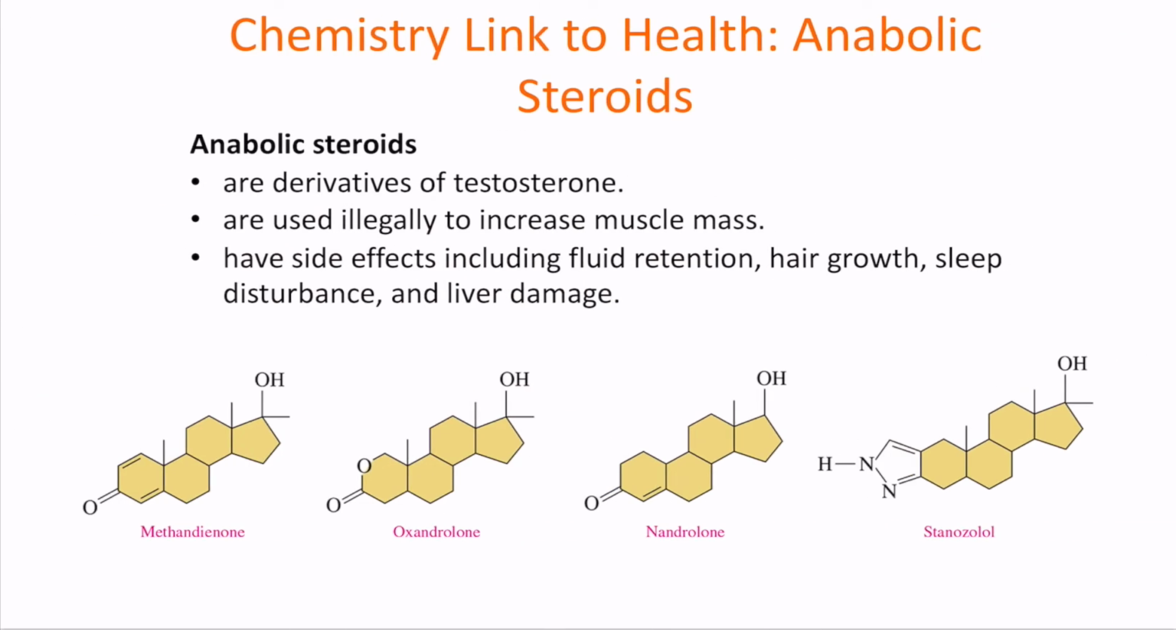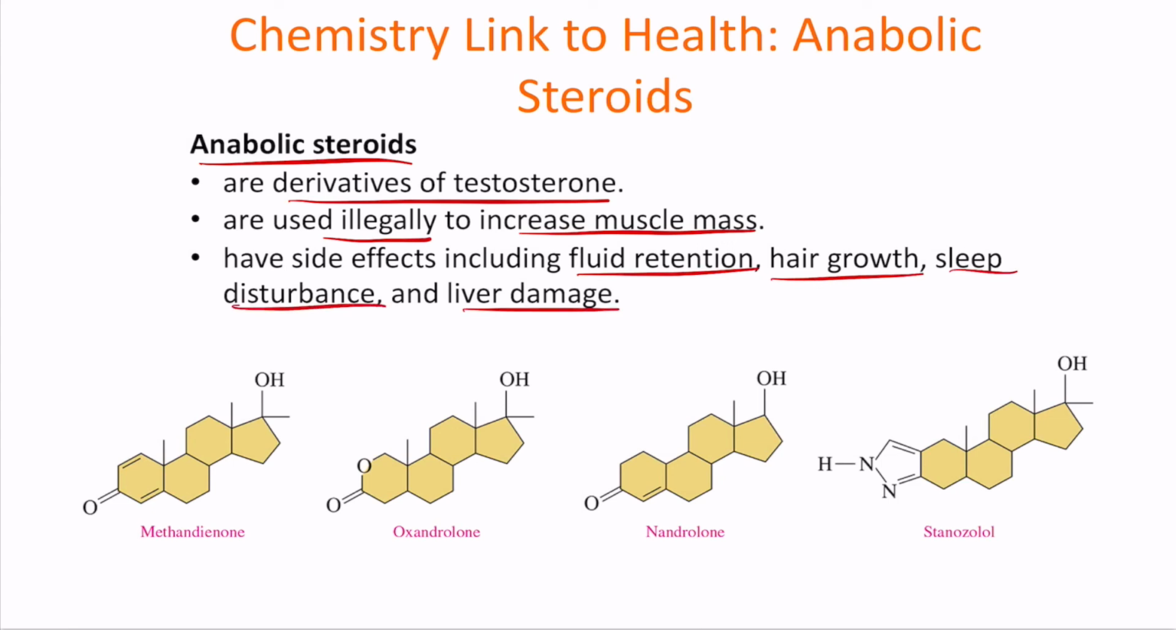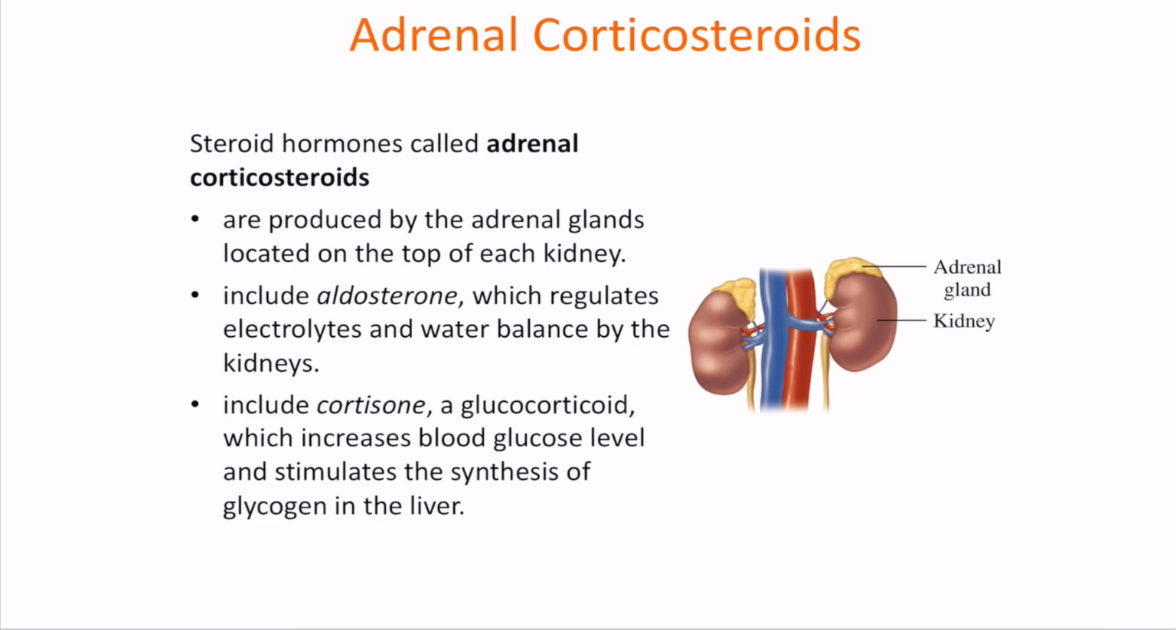Next, let's talk about anabolic steroids. Anabolic steroids are derivatives of testosterone. These are illegal drugs that are used to increase muscle mass. The side effects include fluid retention, hair growth, sleep disturbance and liver damage. These are the common drugs that people take to enhance their body's figure. These are generally really bad for your body, and they are illegal for sporting events.